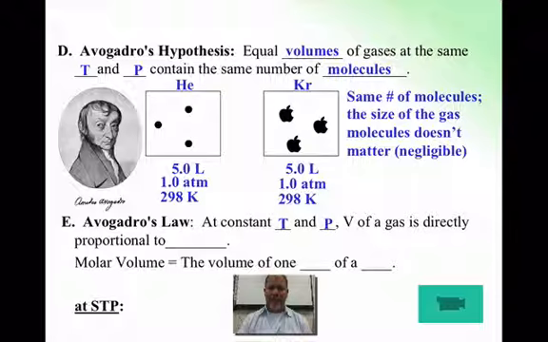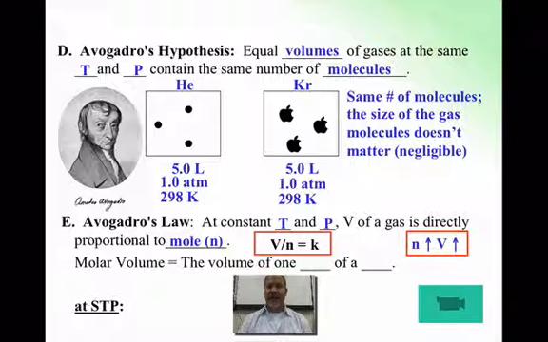Avogadro's law. Avogadro's law brings in another constant for us, and it says at constant temperature and pressure, the volume of a gas is directly proportional to the moles. Just like pressure is directly proportional to temperature, and volume is directly proportional to temperature, now we're saying volume is directly proportional to moles. So volume divided by moles equals K, so it always equals a constant. They have a direct relationship. This will come into play with the ideal gas law, so you want to remember this concept, very, very important.